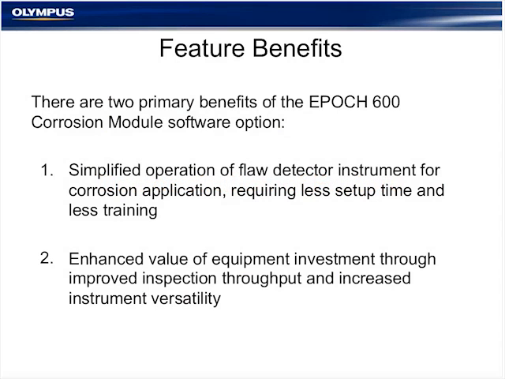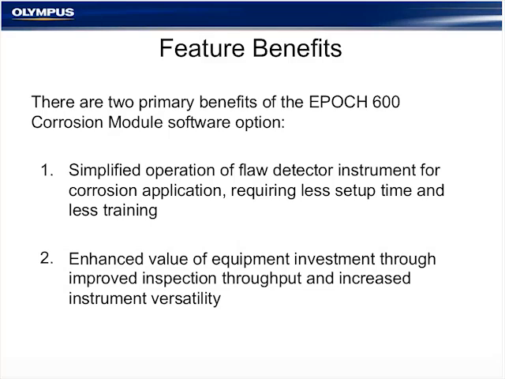But hopefully from this very brief demonstration that you've seen today, you can see that there's really two primary benefits. Without getting into all the details that I've shown you, some of the primary benefits, again, I'll stress the simplified operation of the unit. It took me drastically less time to set up the pulsar and receiver parameters and to begin making fairly accurate measurements with a D790 using this corrosion module compared to manually adjusting everything on the flaw detector side.